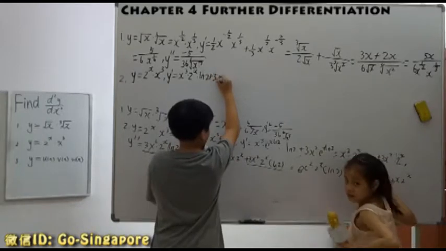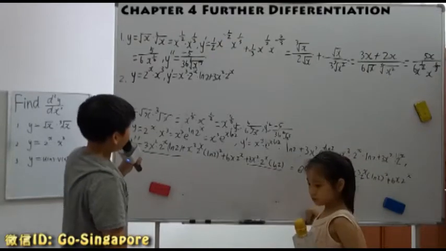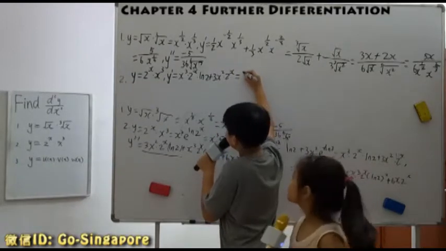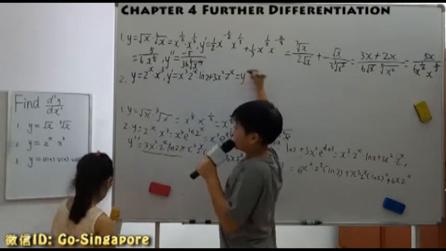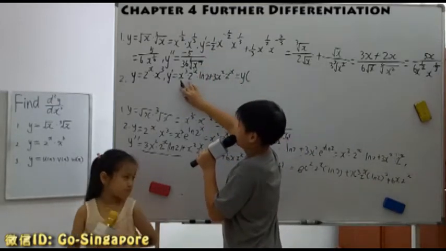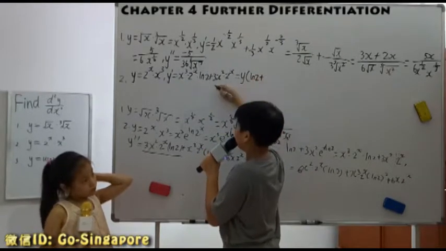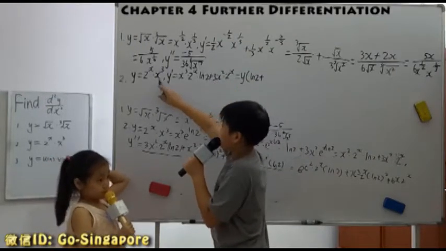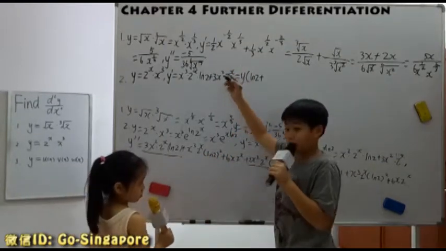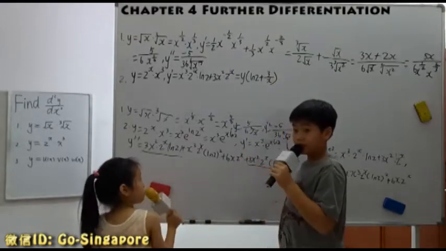Do you still remember what is y? Y is just right over here, right? So for this, can we put it as y, which we'll take out? Okay. So here is a ln 2, and here a plus. And remember, because this is x cubed, x squared to take out, x cubed, we're short of one x, right? So we need to divide. So is it like this? Yes.